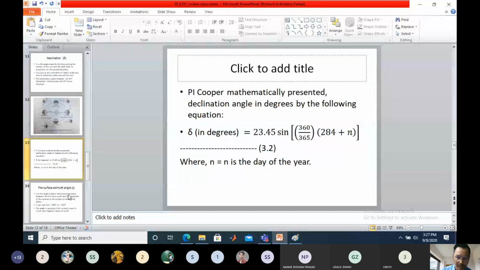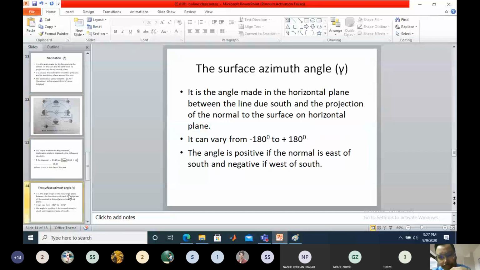Fine. Now another term called the surface azimuth angle. It is an angle made between the line due south and the projection of the normal to the surface on the horizontal plane. Okay, let's have a look at what the surface azimuth angle is all about.